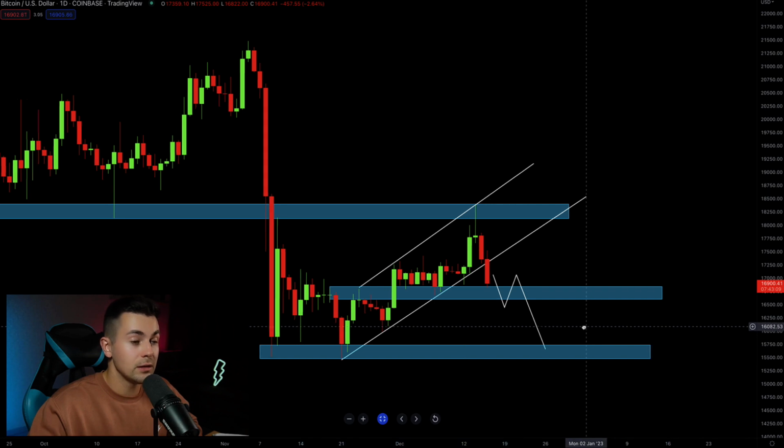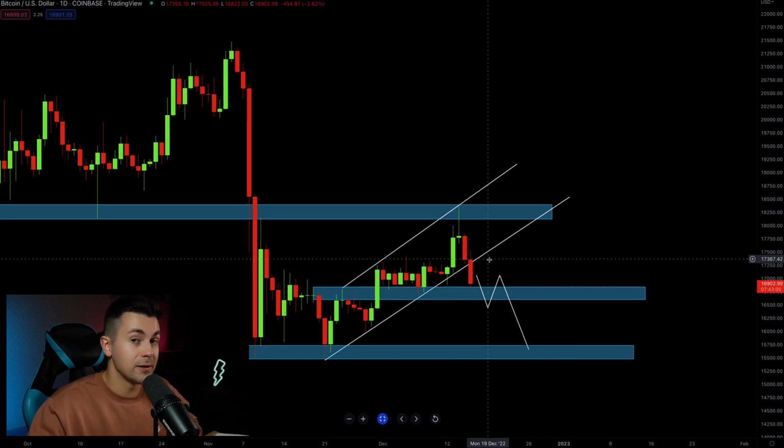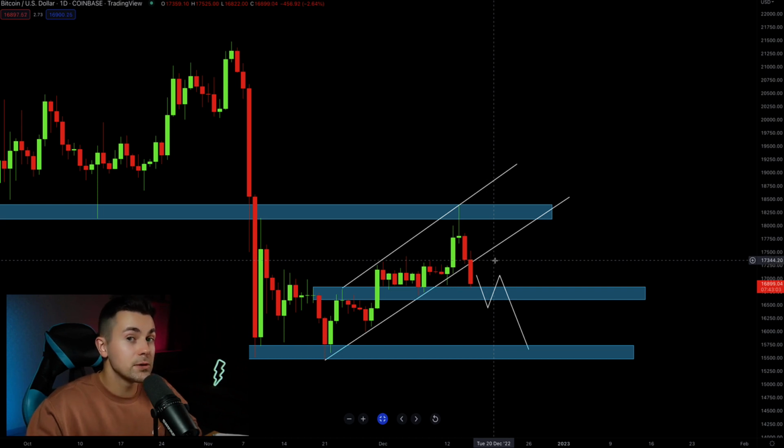So definitely Bitcoin looks very bearish. That breakout of the flag is very important, and probabilities will be high that the market will drop lower.